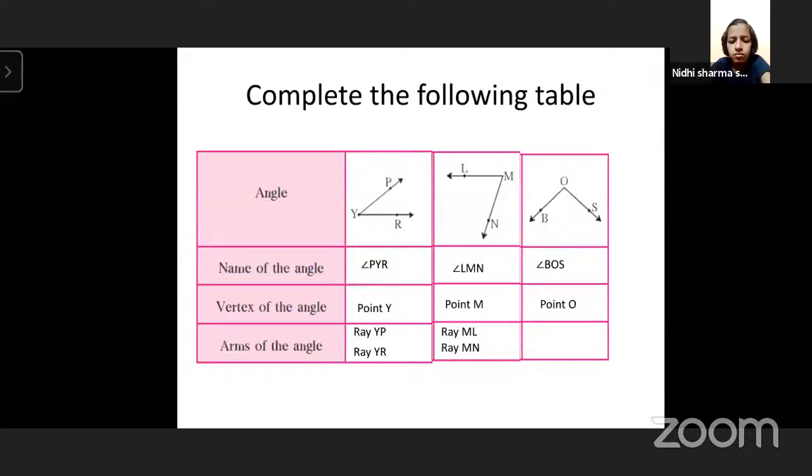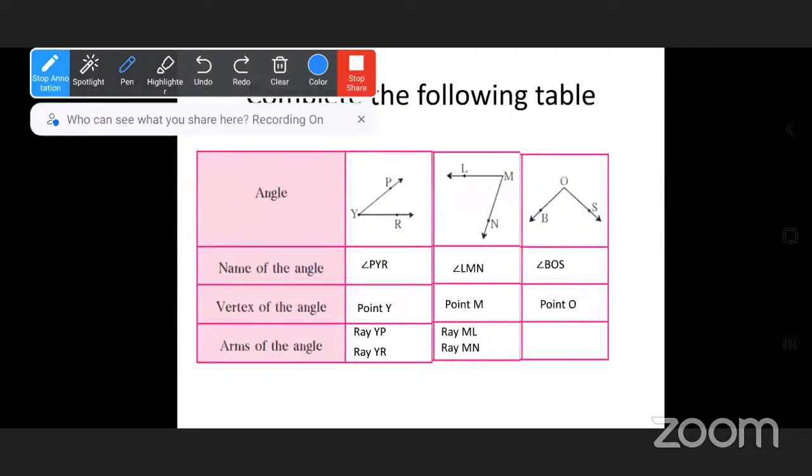Here you made a mistake, dear. Whenever you are using the name, we are going to call it ray OB, because it is a ray. It is going to start from this part, so that will be OB. So the first ray will be OB.